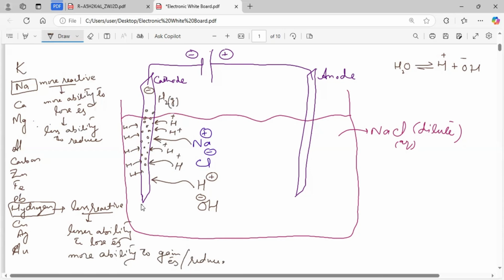How will we detect hydrogen gas? We will be doing that later in order to confirm the presence of hydrogen gas.